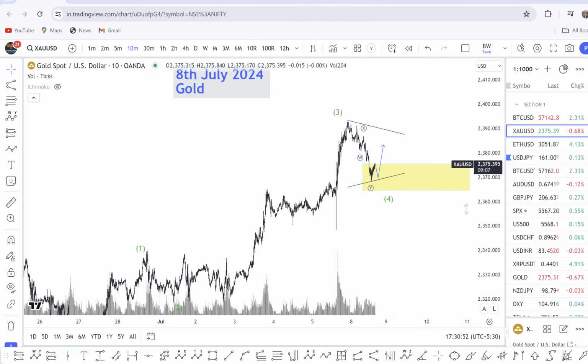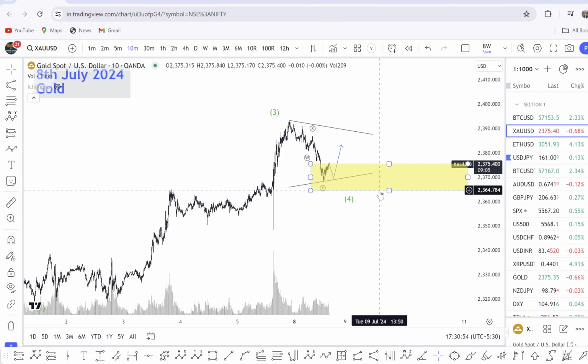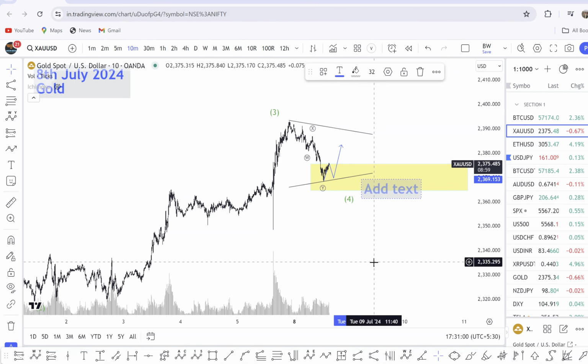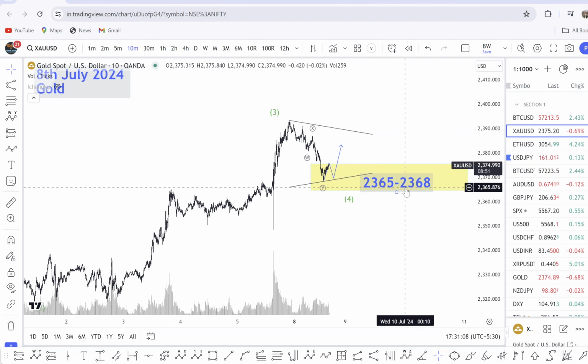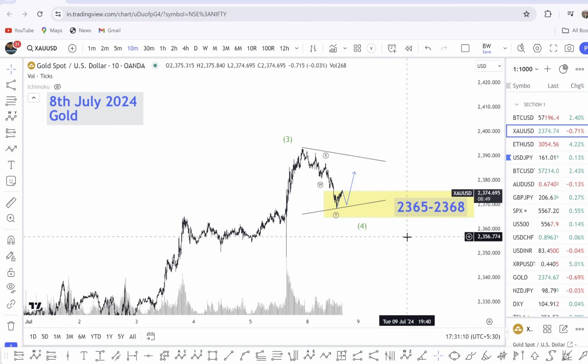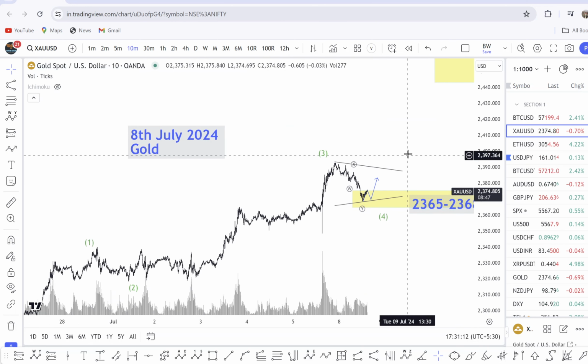So area of interest is between 2365 to 2368. This is 5 to 6. This is the buying area. Price in this area will bounce.